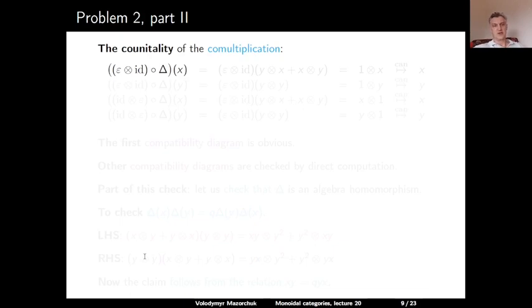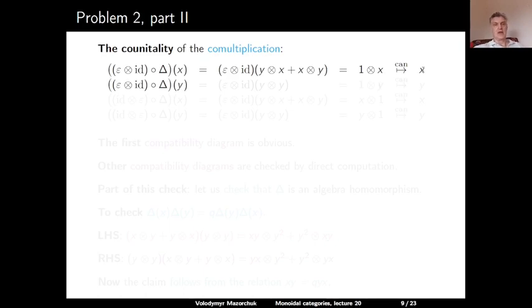So we have two versions of the co-unitality of our comultiplication. Let's again check them on the generators. So first, epsilon tensor ID after delta applied to x. So this is epsilon tensor ID applied to y tensor x plus x tensor y. Epsilon kills x, so we should only worry about the first summand. And in the first summand, epsilon of y is the identity, so we get 1 tensor x. And under the canonical map, which is given by the multiplication, this is sent to x. So x is sent to x.